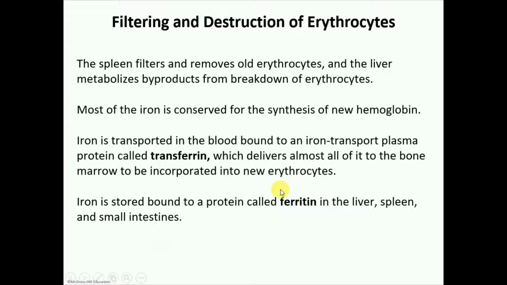Or the iron can actually be stored as ferritin in the liver, or in the spleen, or in the small intestine. And we can store extra iron if we need to, so that if there is any iron deficiency due to lack of intake of iron in food, we can tap into that iron storage.